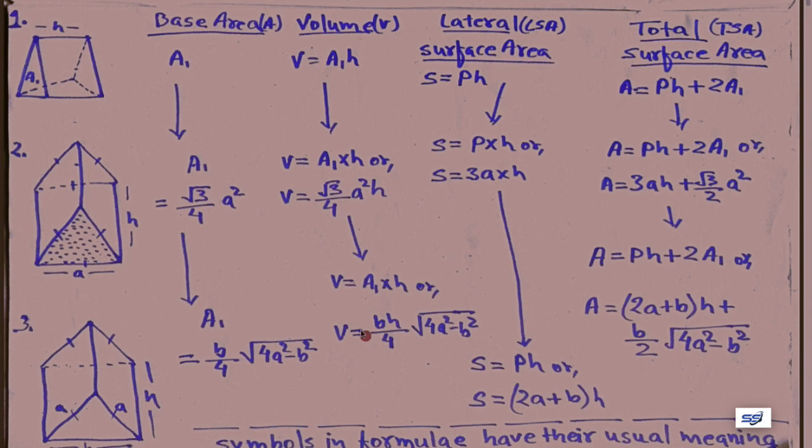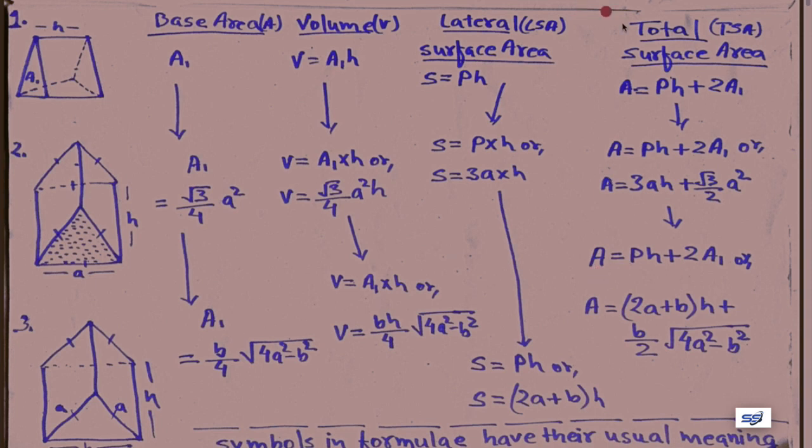Now here the volume, V is equal to A1 into h, or V is equal to b into h all upon 4 into root under 4a square minus b square. This is the formula for finding the volume of a prism having an isosceles triangle base.